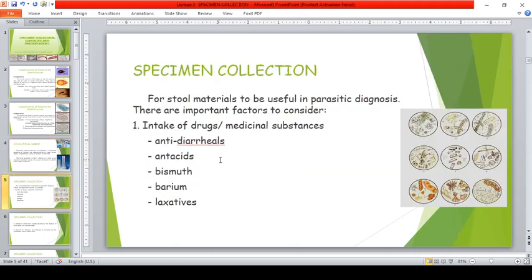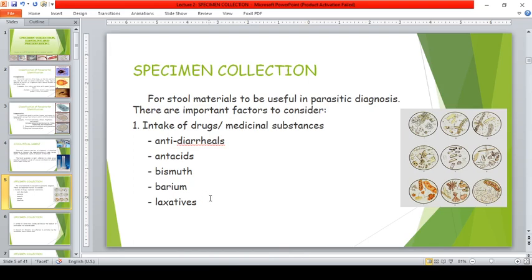Okay, we proceed with the next slide. So, we have here, for stool materials to be used in parasitic diagnosis, there are important factors to be considered. Okay, so we have there intake of drugs as well as medicinal substances. So all of this must be considered. Antidiarrheals, antacids, bismuth, barium, and laxatives.